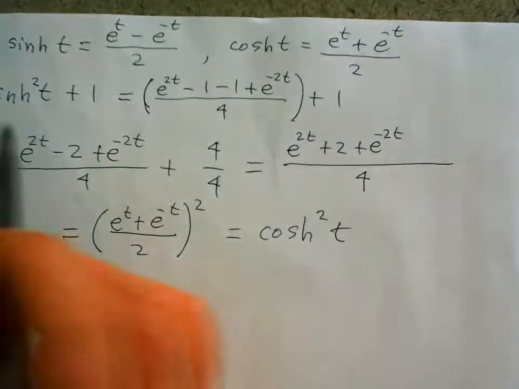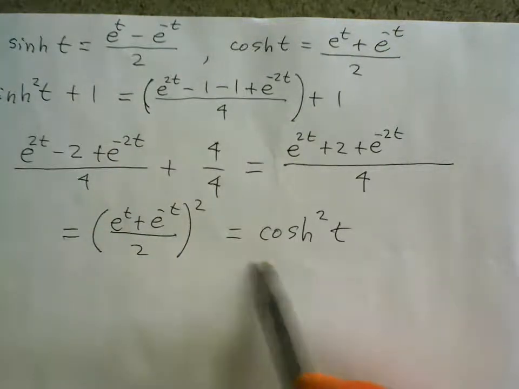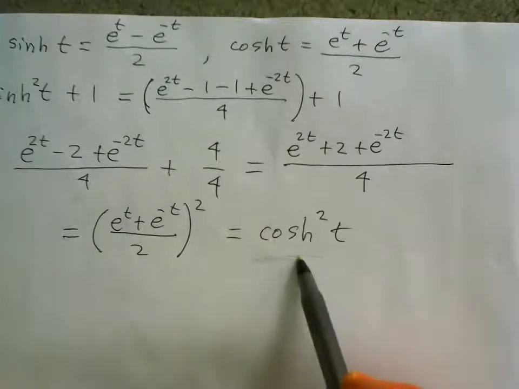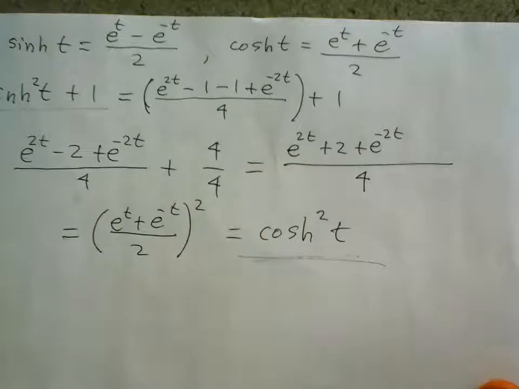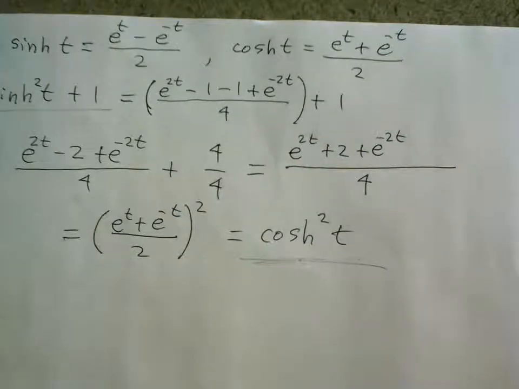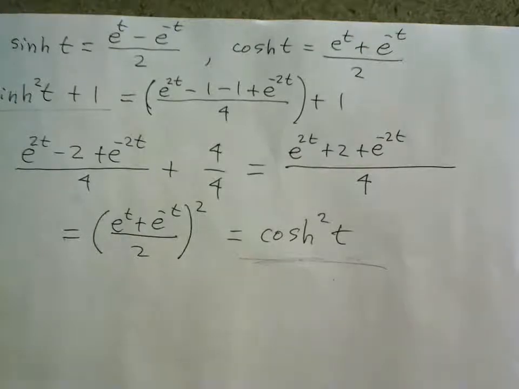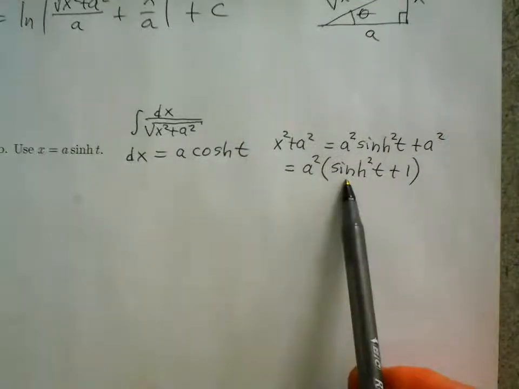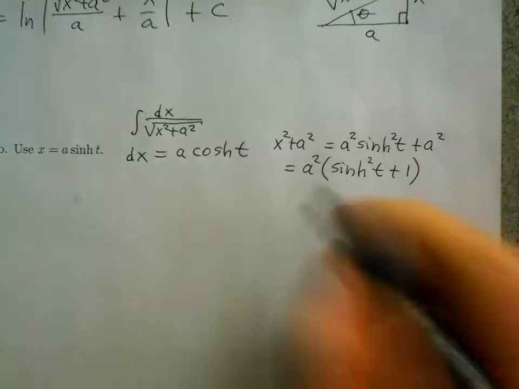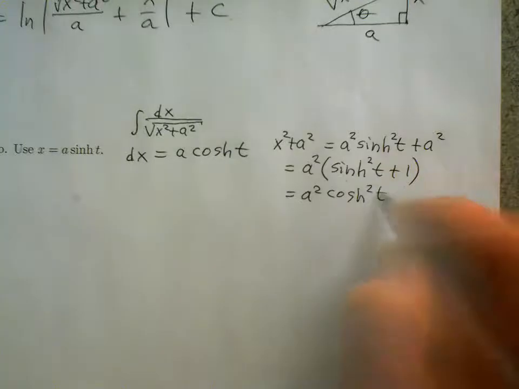So I could have just told you that hyperbolic sine of t squared plus 1 is equal to hyperbolic cosine of t squared, but it's good to know sometimes why things are the way they are. Okay, so now we know. Hyperbolic sine of t squared plus 1 is just hyperbolic cosine of t squared.